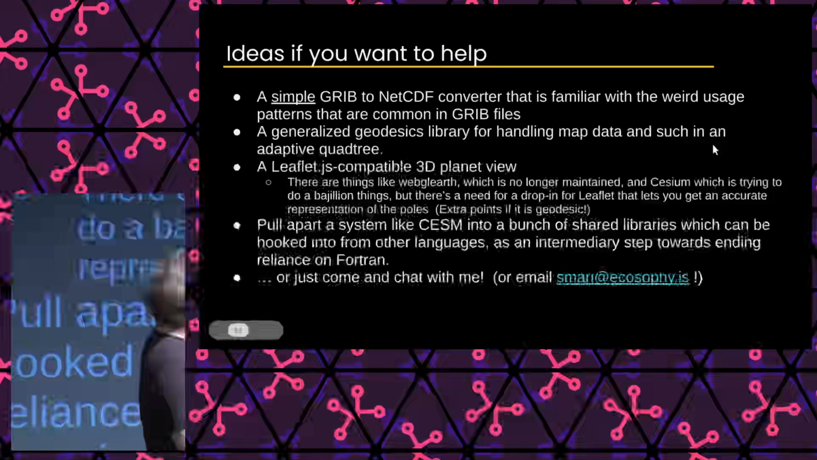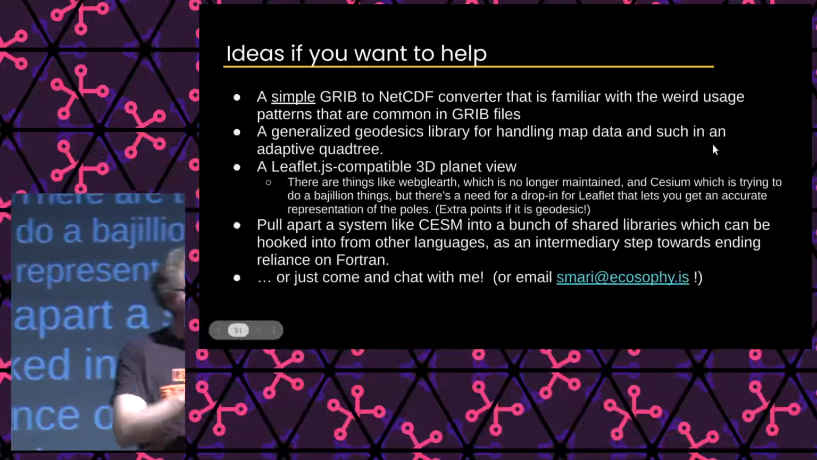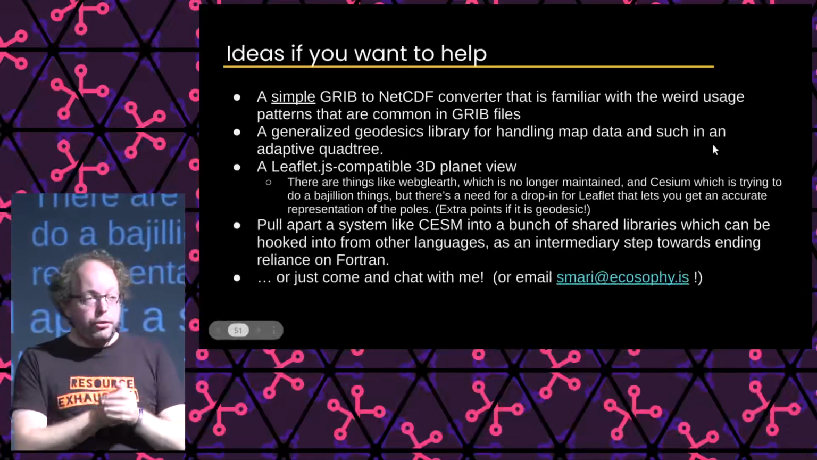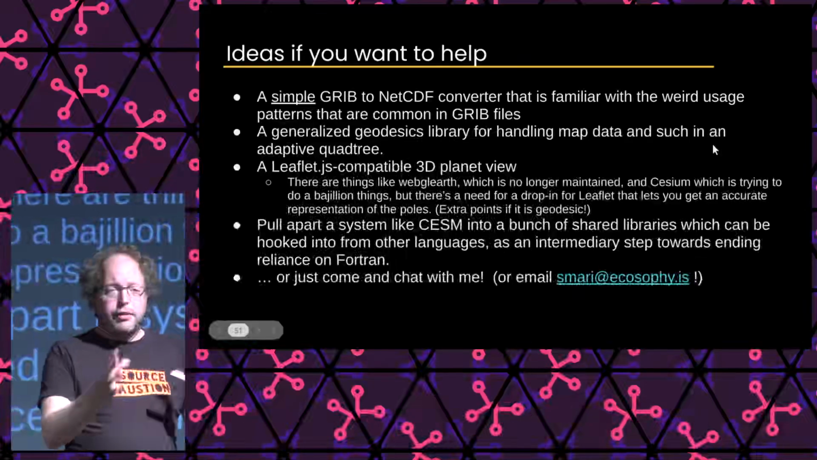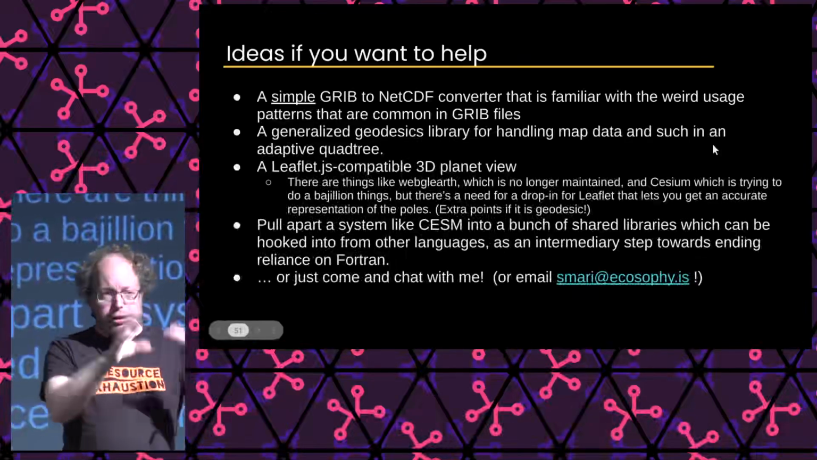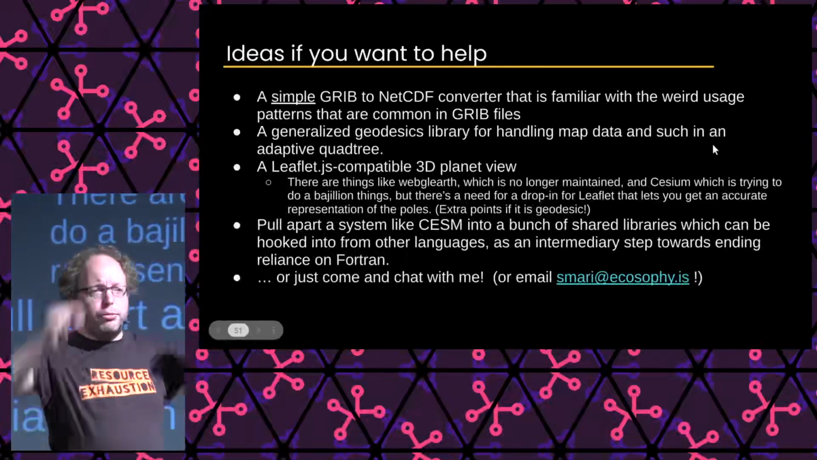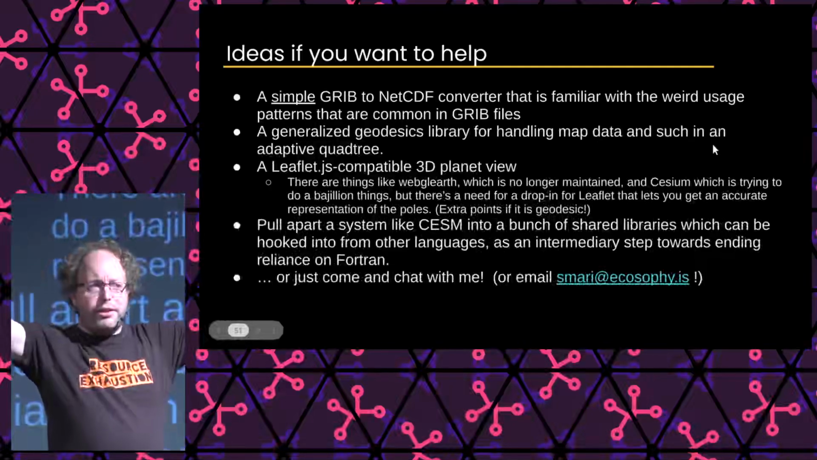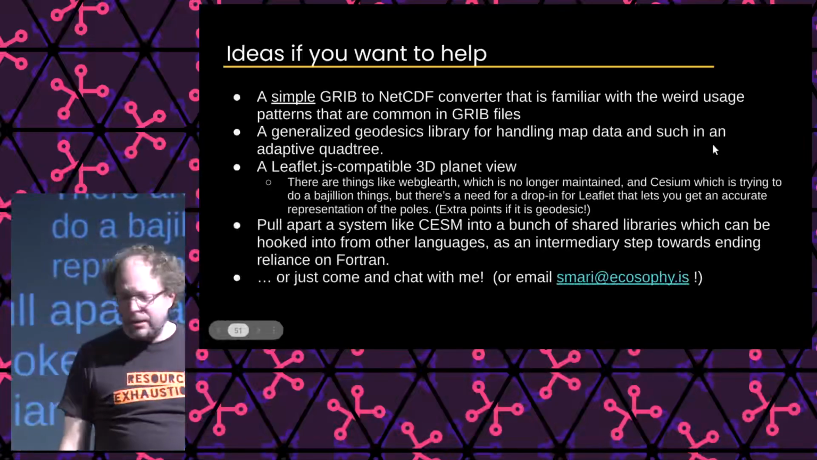It would be good to have a generalized geodesics library for handling map data and such in this quad-tree format that I mentioned. It would be good if we had an easy way of visualizing a sphere in the browser, like a global model, because if you're using something like Leaflet at the moment, the poles get really infinitely wide, and it's bad, because the poles kind of matter.